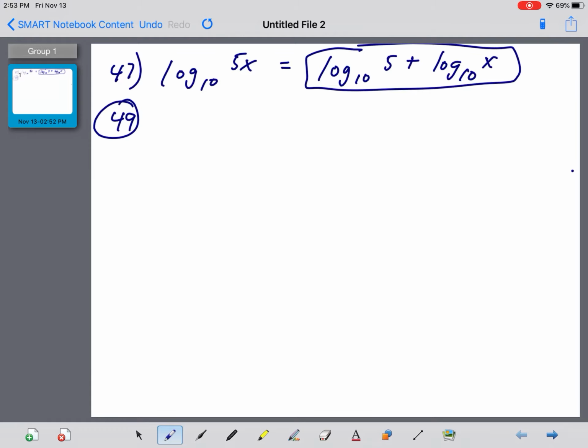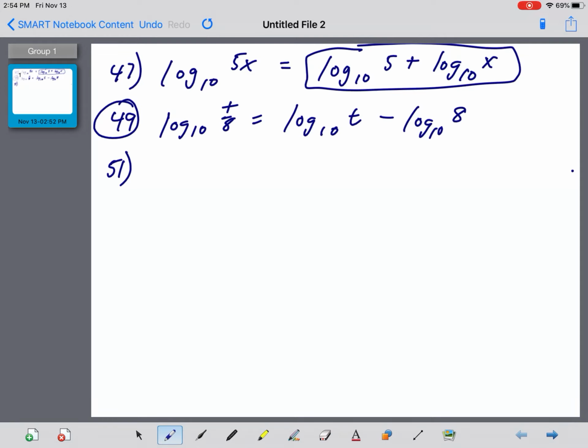Number 49, it's division. Division rips apart as subtraction. So you got log base 10 of t over 8. So that's log base 10 of t minus log base 10 of 8.